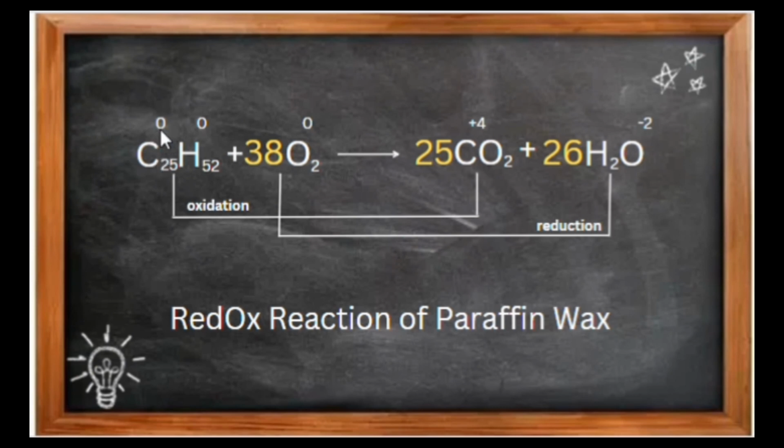So carbon will have a 0 charge. It means it is in the neutral state, as well as hydrogen and oxygen. And in our product, the carbon will have a positive 4 charge, and our oxygen will have a negative 2 charge. So our carbon atoms in paraffin wax are being oxidized. So they lose electrons, transitioning from a neutral state to a positively charged state, with each carbon atom having a positive 4 charge when forming carbon dioxide. So this is the oxidation.